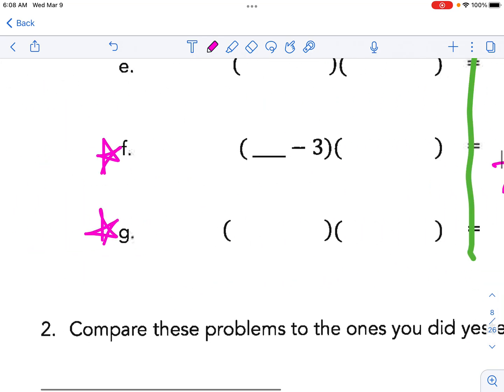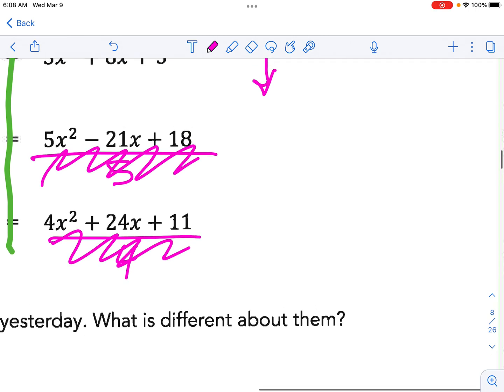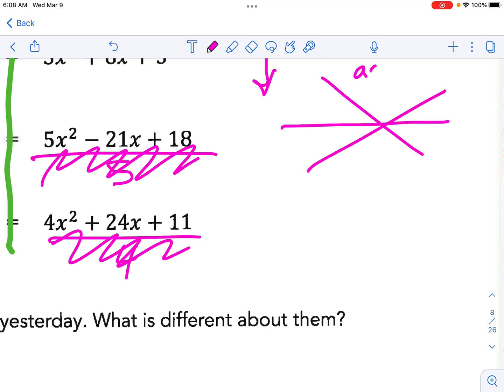What letter is that? Letter F. So we have a star here, and the top is always A times C. That will never change. A times C for this question is 5 times 18. 5 times 18 is, let's see, 5 times 8 is 40, carry the 4, that's 90. And then the bottom number is always B. So this is minus 21.